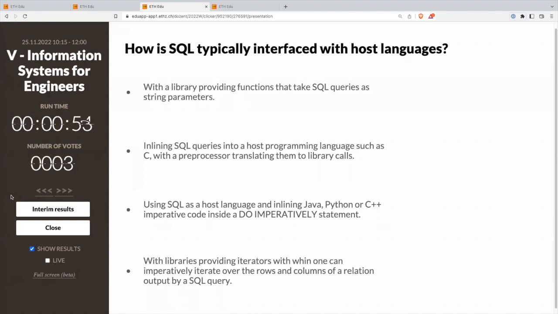Multiple answers possible. So the first is with a library providing functions that take SQL queries as string parameters, or inlining SQL queries into a host programming language such as C with a preprocessor translating them to library calls, or is it using SQL as the host language itself and inlining Java, Python, or C++ imperative code inside a do imperatively statements, or is it with libraries providing iterators with which one can imperatively iterate over the rows and columns of a relation output by a SQL query? Okay, let's see what you said.